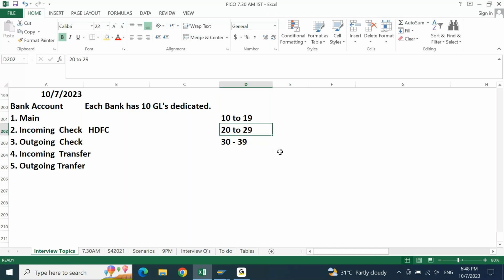Likewise, for every bank account, you will be using 10 accounts based on the nature of payments that you are using. Let's say in HDFC, you are using only checks. Sorry, in HDFC, you are not receiving any transfers. You are using it only for the check purpose. You will be creating only 3 accounts here. Because transfer is not relevant here, you don't create the GL account. When you start to use it, you will add the next GL account because you have sufficient accounts to meet the requirement.